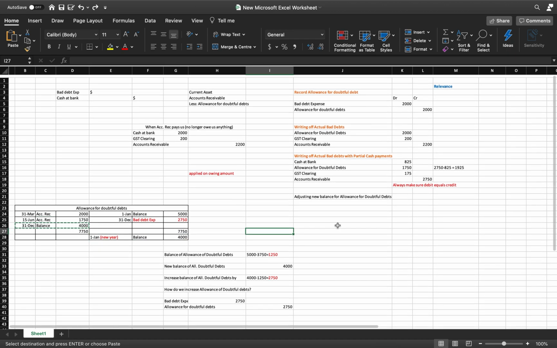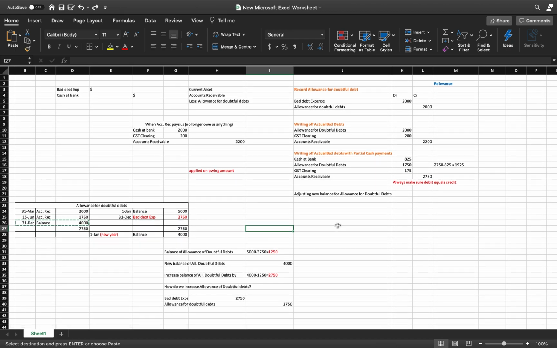Okay, and that's pretty much it for the allowance for doubtful debts. So remember, you have to know three things. One is how to record the allowance for doubtful debts. Second, how to write off bad debts. And third, how to adjust the new balance for the next year of the allowance for doubtful debts. That's it.